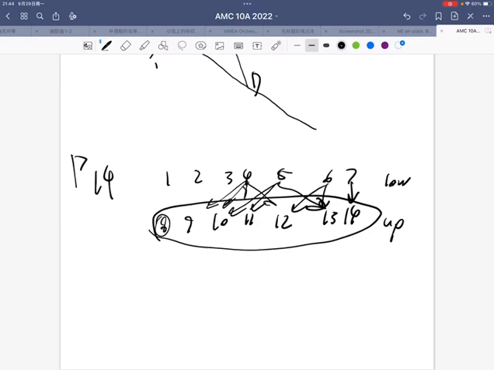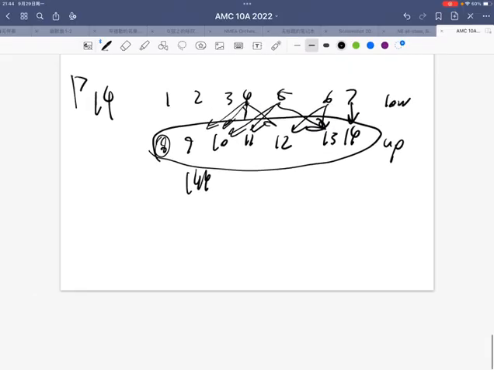Actually, it could not be 4. It doesn't matter though. So on and so forth, and it is obvious that the final answer will get 144 choices.